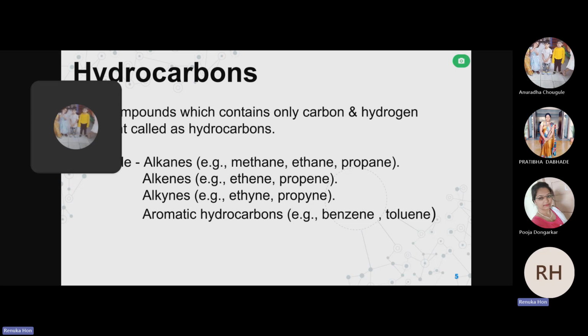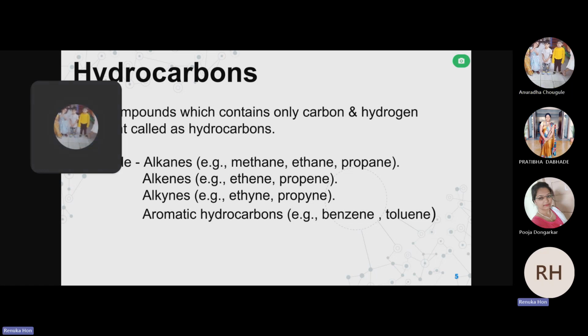Do you know what is the difference between alkane, alkene, and alkynes? General difference. Okay, look at the name. If alkane, A-L-K-A-N-E, there is a single bond in the compound. Suppose methane, ethane, propane. Here, all are single bonds between carbon-carbon and also between carbon and hydrogen. For alkenes, a double bond is there, and for alkynes, a triple bond is there.